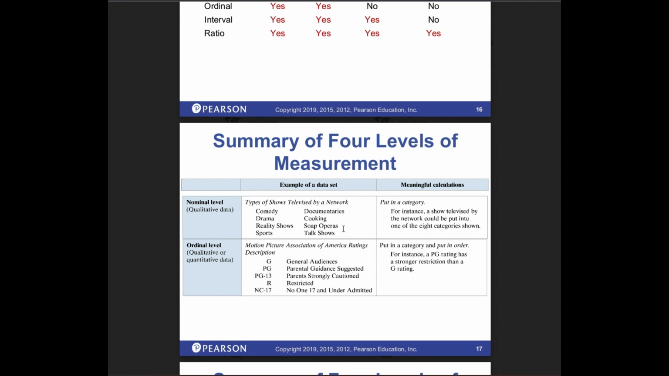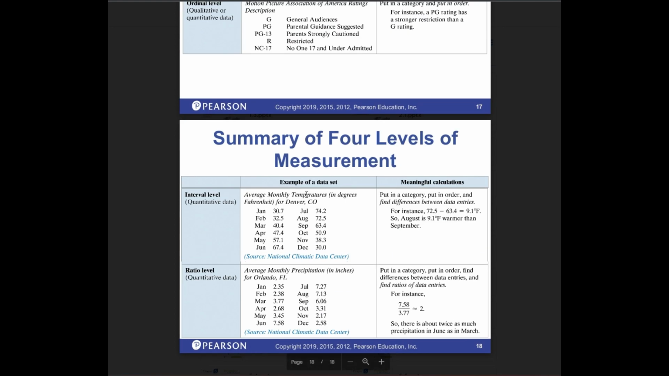And then for the ordinal level, it's showing the ratings for motion pictures. So G is general audiences, PG is parental guidance suggested, PG-13 is parents strongly cautioned, R is restricted, and NC-17 is no one 17 and under admitted. And then you can put it in a category and put it in order. For instance, a PG rating has a stronger restriction than a G rating. And then the last two are interval and ratio.